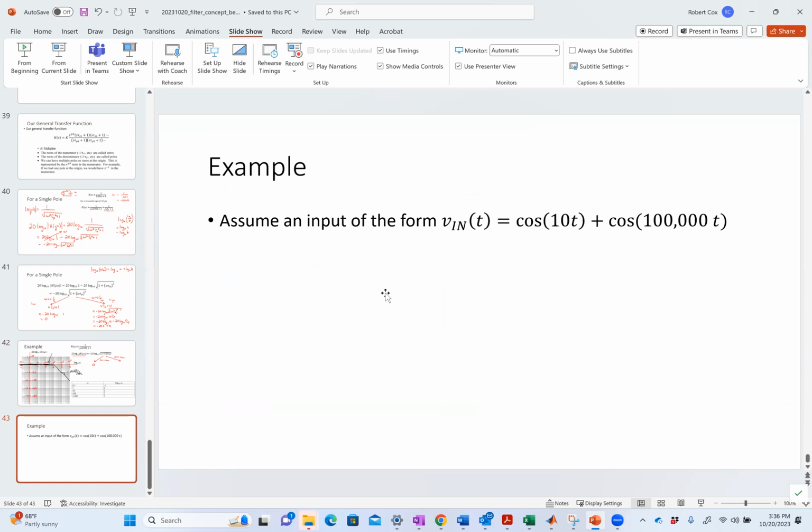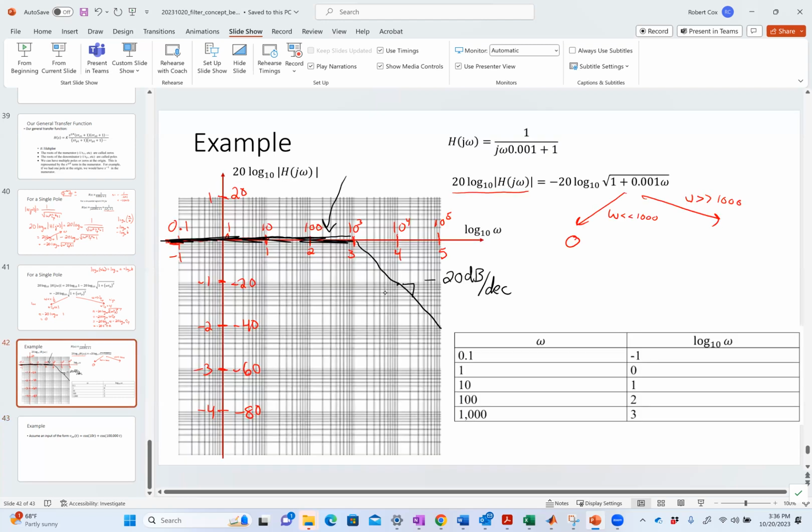Let's say my input to that circuit was cosine 10t plus cosine 100,000t. And I asked you, tell me the output voltage. What's the output voltage going to look like? It's going to have 2 sine waves in it. One's going to have a frequency of 10 radians per second. The other one's going to have a frequency of 100,000 radians per second. What is the amplitude at 10 radians per second of the output? So where's 10 radians per second on the graph?